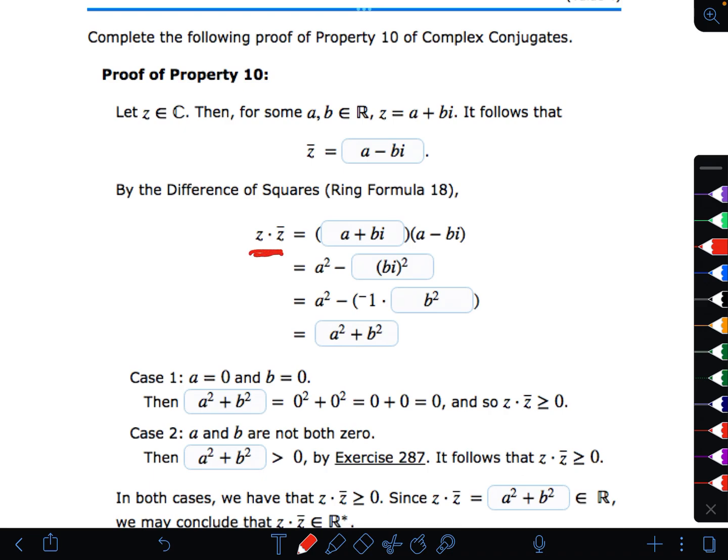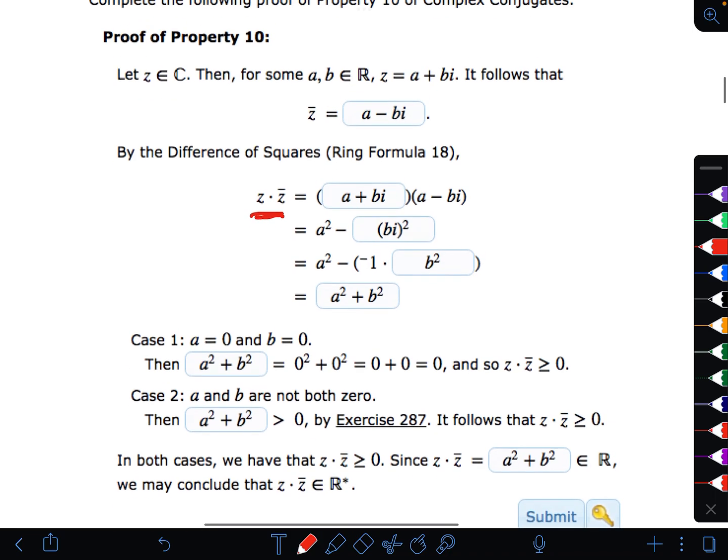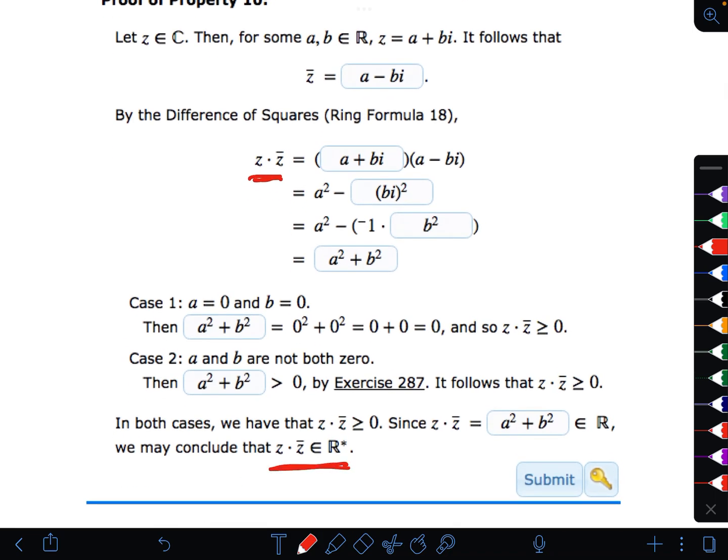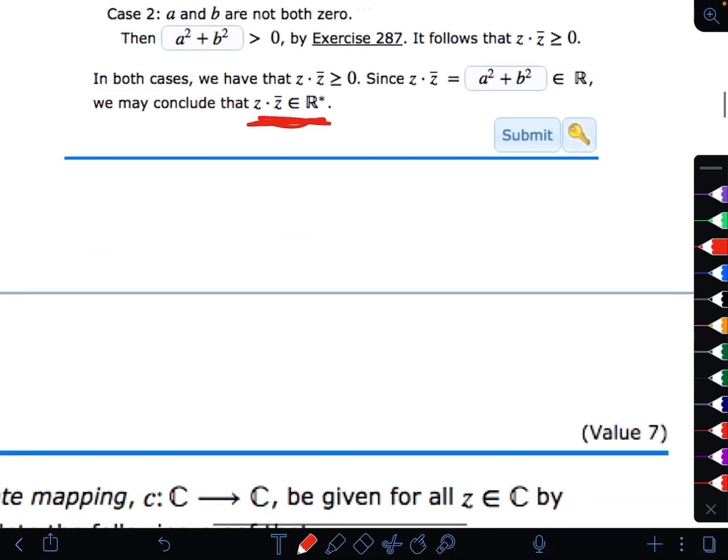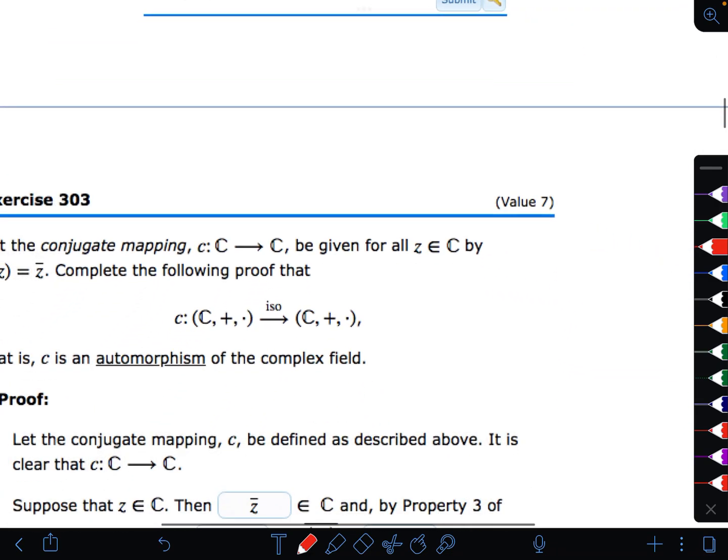That is, when you take the product of a complex number and its conjugate, you're going to be left with a squared plus b squared, which of course is going to be an element of the non-negative reals. Okay, so we're going to move on.